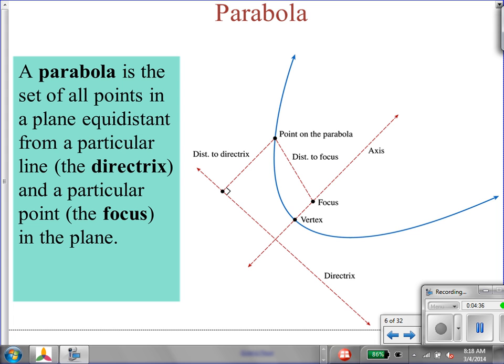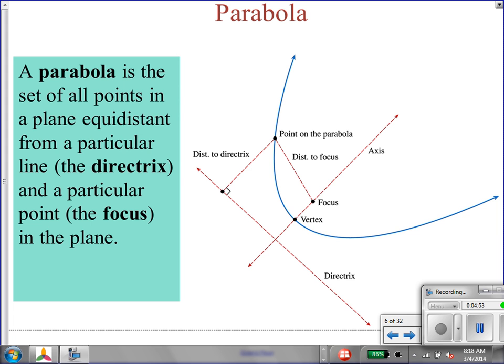Here's the parabola that we're going to be focusing on for this section. And you guys know what a parabola is. But it tells us here that it's a set of all points in a plane equidistant from a particular line, which we call the directrix.